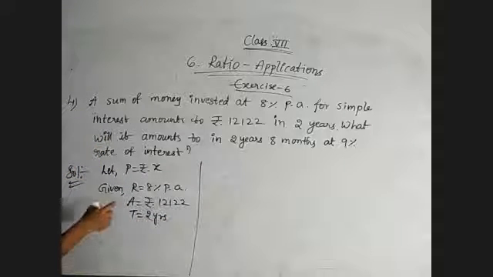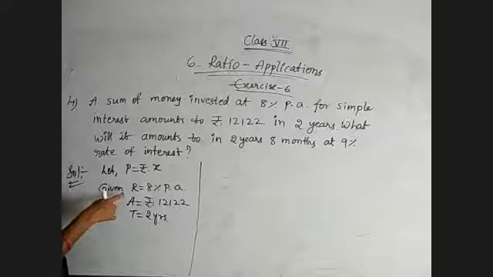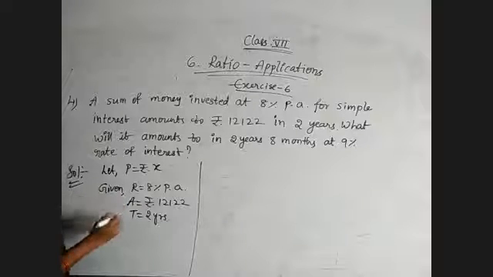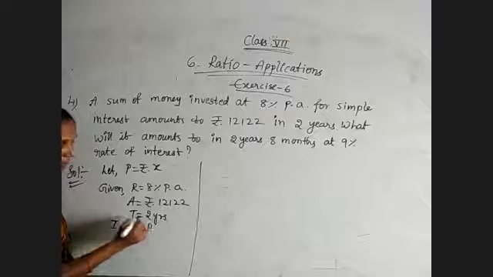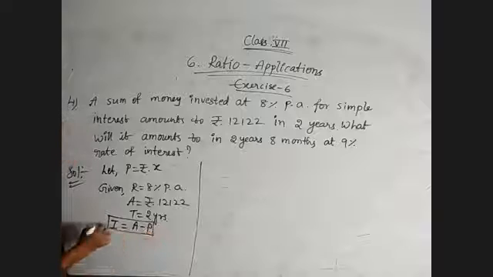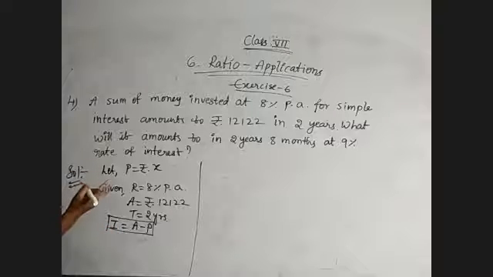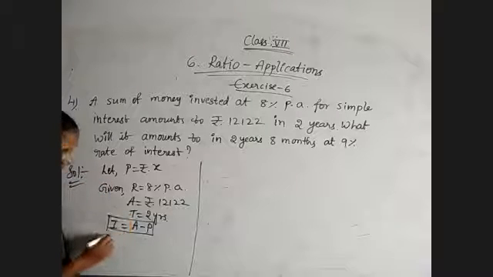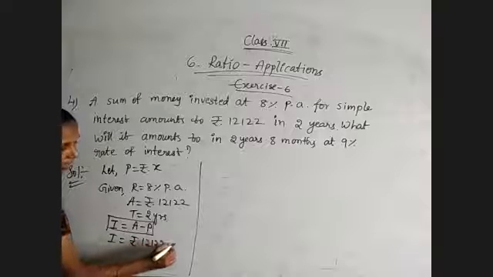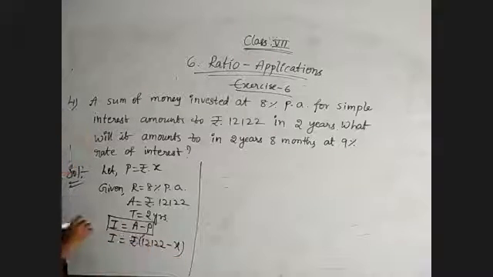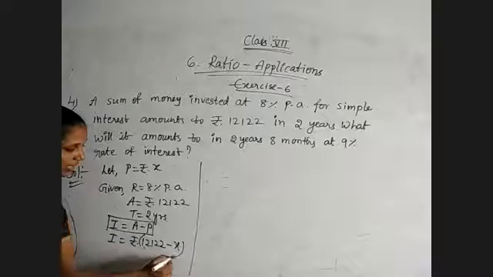And we know that amount is equal to principal plus interest. So from this, interest is equal to amount minus principal. This is one statement we get, and for I we have another formula also, that is PTR by 100. Both are equal; this one is interest and that is also interest only. So interest is equal to 12,122 rupees minus X rupees. Let it be equation 1.